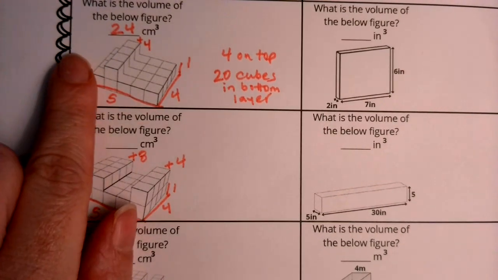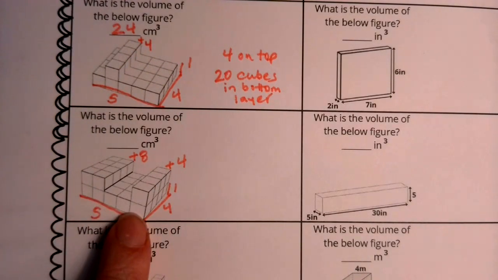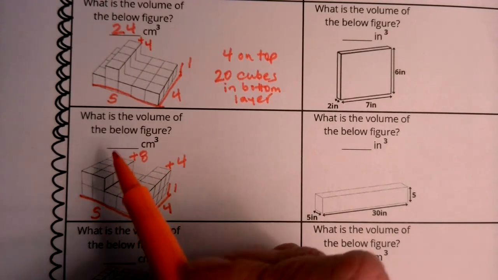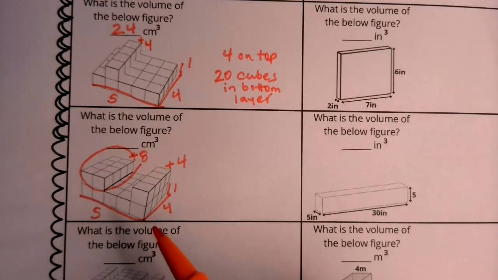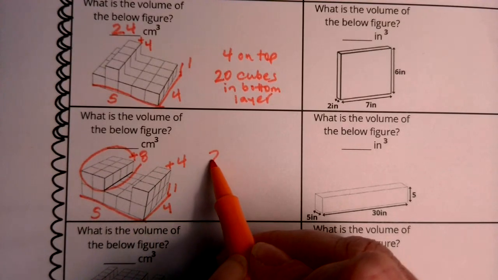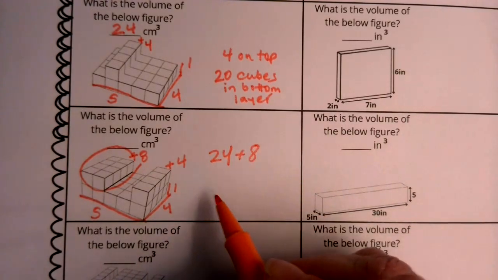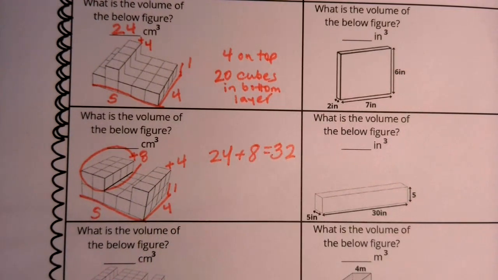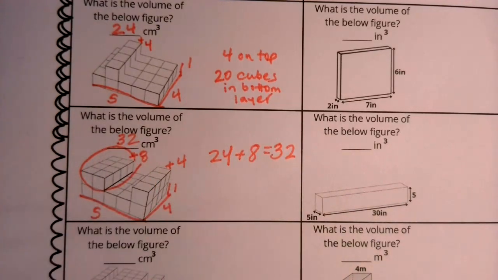So what I notice is that this shape is exactly like the bottom layer here and these random 4 stuck to the top. So really the difference between this first one and this one has everything to do with these additional 8. So I can really take the 24 from number 1 and I can add 8 more to find the volume of this. If you follow that thinking, you save yourself a little bit of extra work, and we know that our answer is 32 cubes or 32 centimeters cubed.